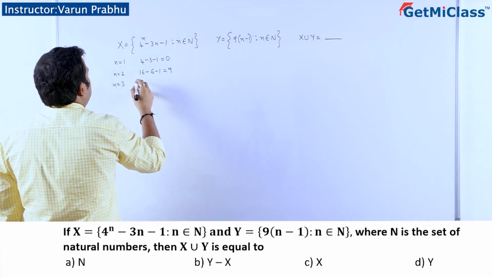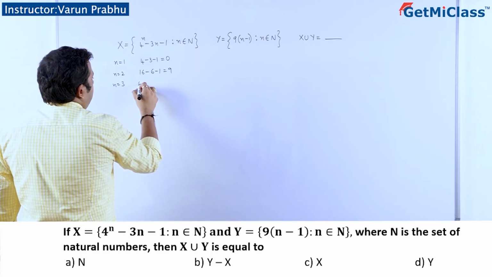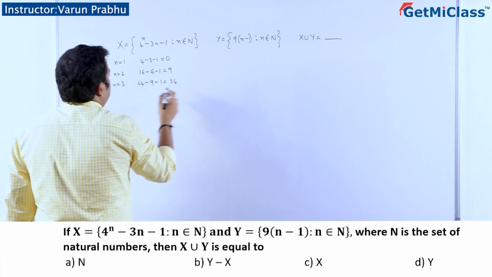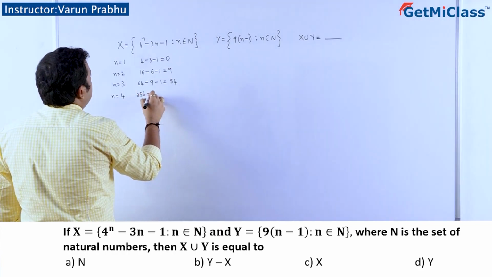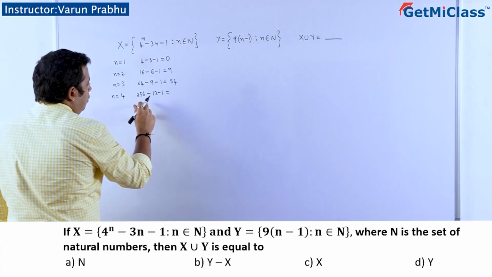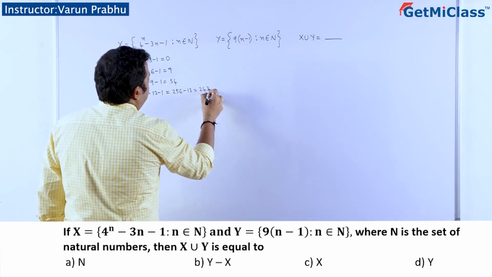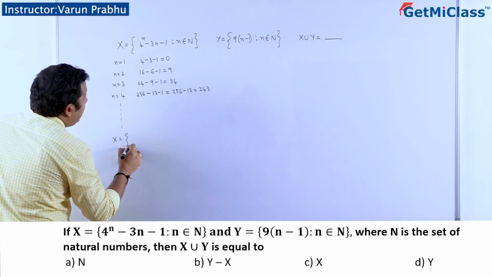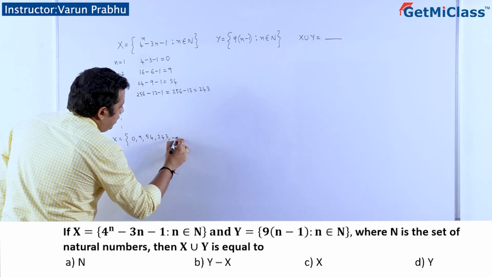Put n is equal to 3. When you put n is equal to 3, 4 4s are 16, 16 4s are 64. 64 minus 9 minus 1, that is equal to 54. Put n is equal to 4. When you put n is equal to 4, you will get 256 minus, so 3 4s are 12, 12 minus 1. So 256 minus 13, which will be equal to 243, and so on it continues. So your set x will have elements 0, 9, 54, 243, and so on it continues, right?